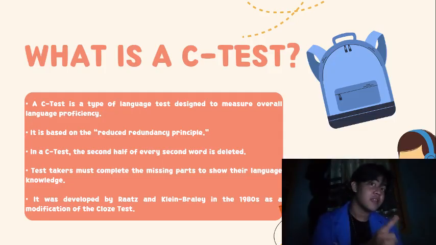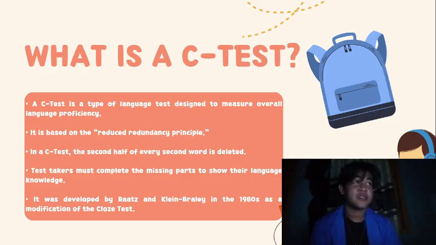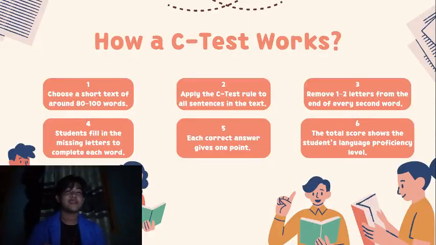A C-test is a kind of language test that measures general language ability in a simple and efficient way. It was developed in the 1980s by Rhodes and Klein-Braley as a modified version of the cloze test. The main idea is that every second word has its second half deleted, and students must restore the missing part. This method is based on the reduced redundancy principle, which means that understanding a language requires recognizing patterns and context, not just individual words. How a C-test works.